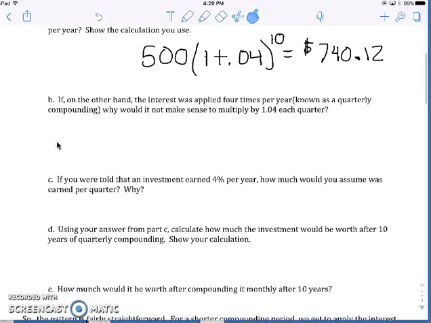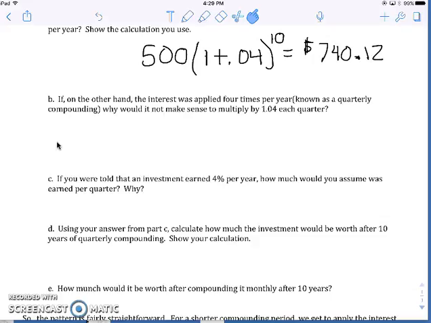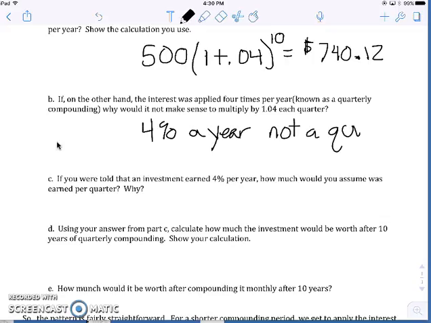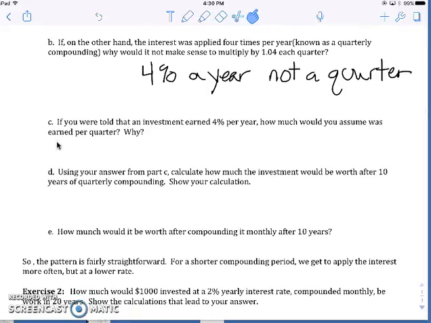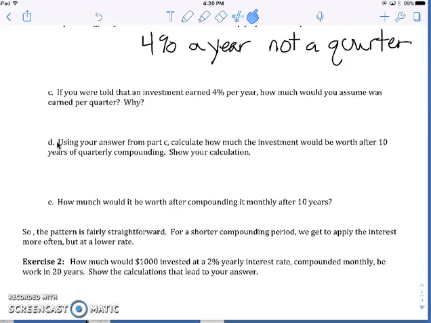Then this next question says, if on the other hand it is applied 4 times per year, known as quarterly, why would it make sense not to multiply by 1.04 each quarter? Well, it's 4% a year, not a quarter. So what percent would that be? If it's 4% a year, 4% divided by 4 is 1. So you're making 1% each quarter, because you take 4% and divide it by 4, because it's quarterly.